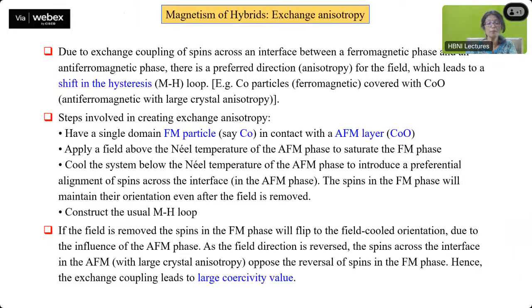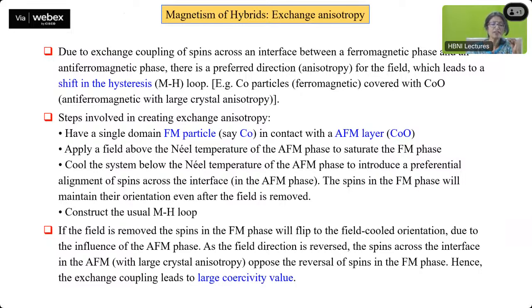So there's an exchange coupling of spins across an interface between a ferromagnetic phase and an antiferromagnetic phase. So there is a preferred direction for the field, and this leads to a shift in the hysteresis or the MH loop. Let us go through the steps involved in creating exchange anisotropy. You have a single domain ferromagnetic particle, which can be, suppose, cobalt, which is in contact with an antiferromagnetic layer, which is cobalt oxide.